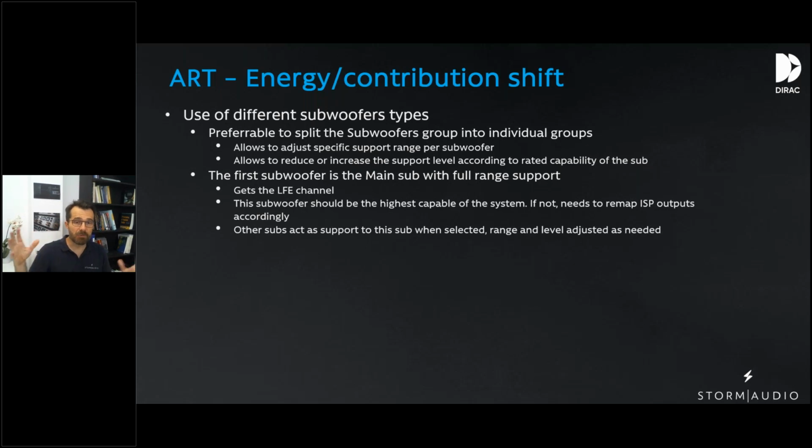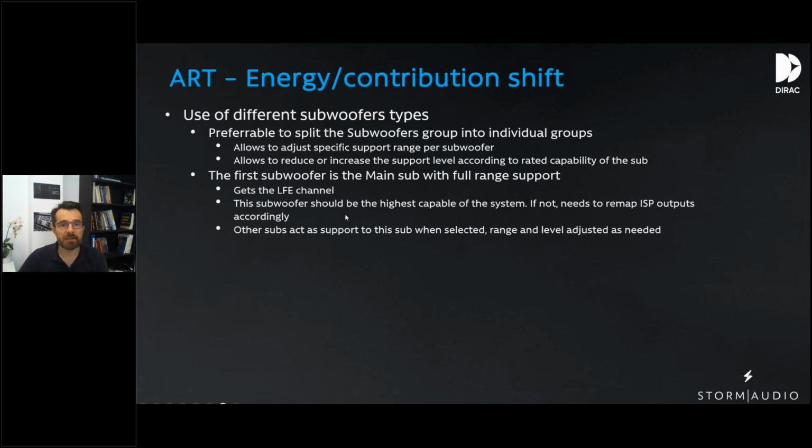Since by default Dirac will put them all together, what you want to do is change that. So the first thing is that you will split the subwoofers into different groups, into individual groups. That allows you to adjust a specific support range per subwoofer, and you can also play on the support level to adjust their contribution to the system. So if you have a subwoofer that can really handle a lot of SPL, you will leave the support level high. But if you see that there is a limit, you can lower the contribution by increasing the support level. Again, this is a matter of the rated capability of your subwoofer.